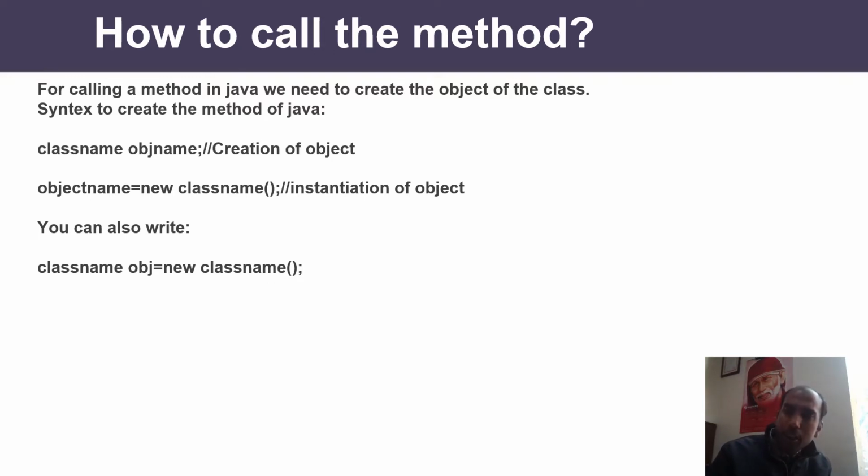So first you need to create the object and then you need to instantiate it. So class name, object name you have created, and then you are instantiating it by writing object name equals to new class name. Now you can write both statements in a single statement also: class name object equals to new class name. So now you have created the object. So in the previous example, we need to create the object of class ABC, then we need to instantiate it, and then we call the method as per the requirement.